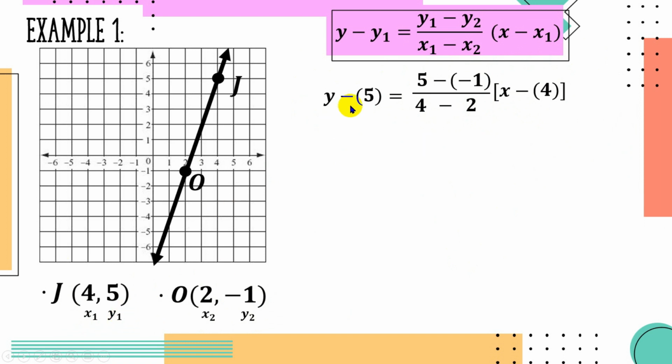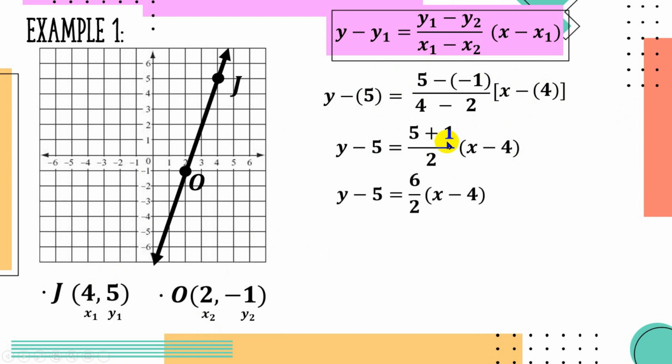Double check natin. Y sub 1 is positive 5. Y sub 2 is negative 1. Ayan po. X sub 1 is positive 4. X sub 2 is positive 2. So, ayan po. Then, x sub 1 ulit, positive 4. So, from here, apply na natin yung mga sign nila. Y minus 5 pa rin po kasi positive lang naman po yan. Then, 5 minus negative 1. Magkakaroon tayo ng 5 plus 1 kasi minus negative. And then, 4 minus 2 is 2. And then here, we have x minus 4. So, hindi rin nabago yung sign kasi positive naman po siya.